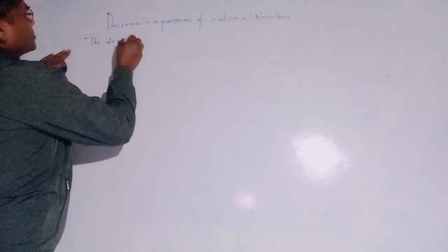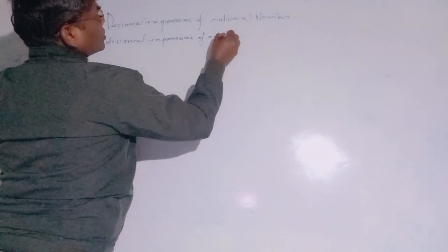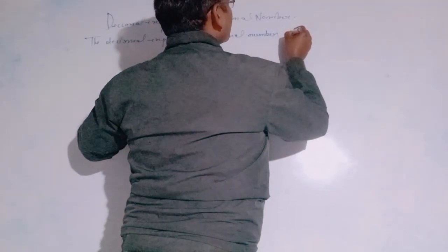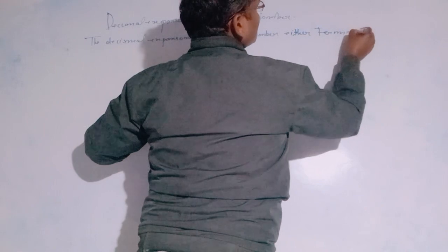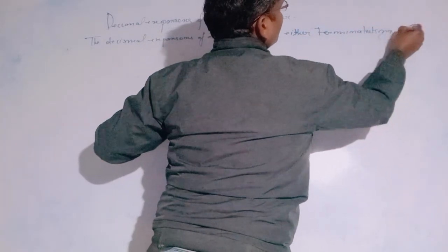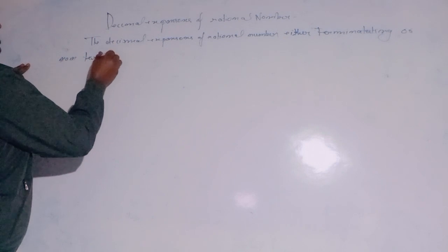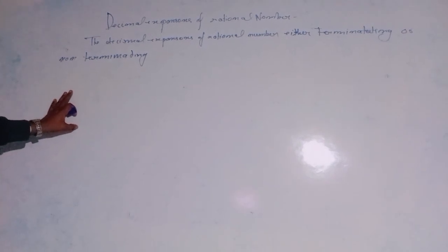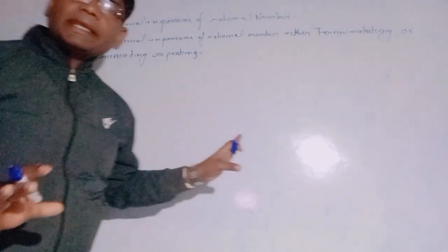The decimal expansion of a rational number is either terminating or non-terminating repeating. Two types. Okay, terminating or non-terminating repeating.